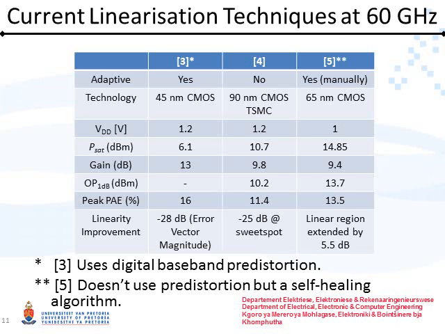This slide shows the current linearization techniques at 60 GHz. All these techniques are based on CMOS technology, and the linearity improvement is shown in this table. Research work shown in 3 uses an adaptive digital baseband predistortion technique. 4 uses a cold MOSFET as the linearizer in the analog predistortion technique. 5 uses a self-healing algorithm to improve the linearity of the power amplifier. To the author's knowledge, no adaptive RF predistortion linearization techniques have been used at 60 GHz.